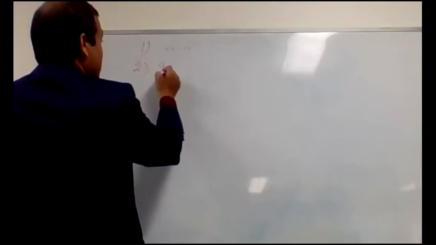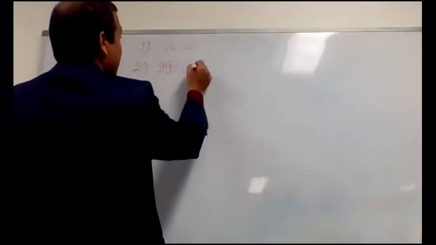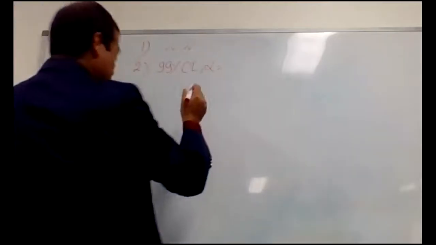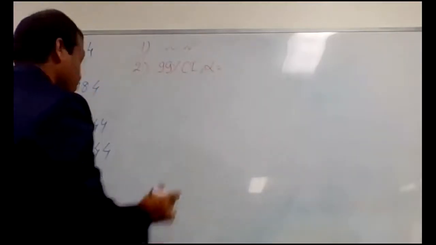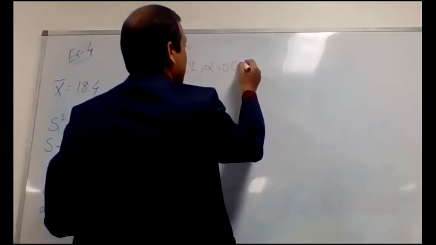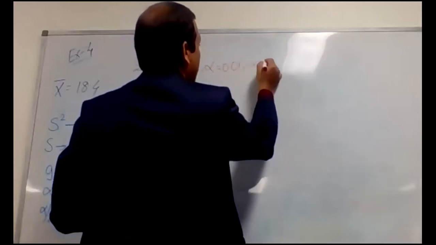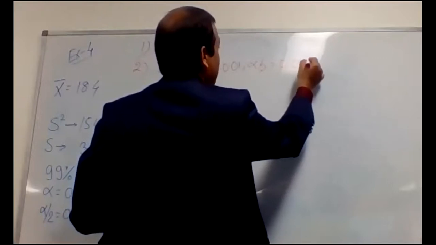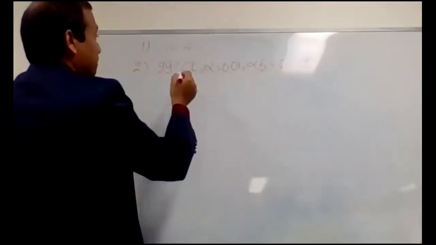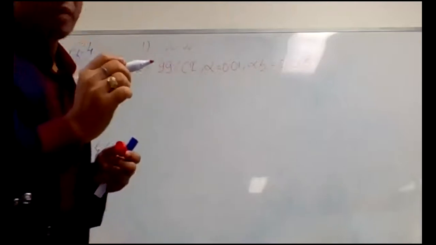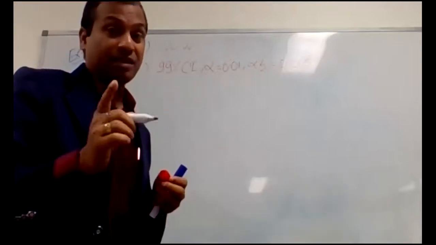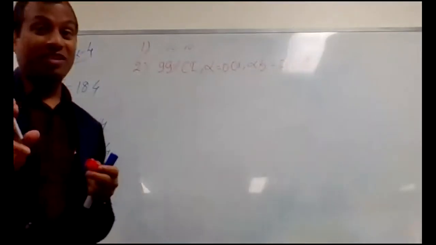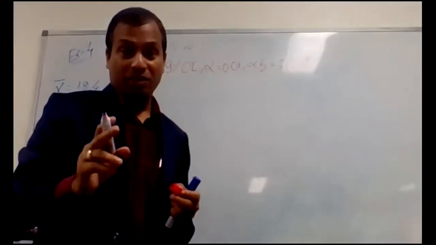At the 99% confidence interval, what is the alpha value? We have to calculate alpha by 2. So alpha is 0.01. Alpha by 2 is 0.005. So what do we have to find out here? This is the case of student T distribution, right? Not the Z distribution.